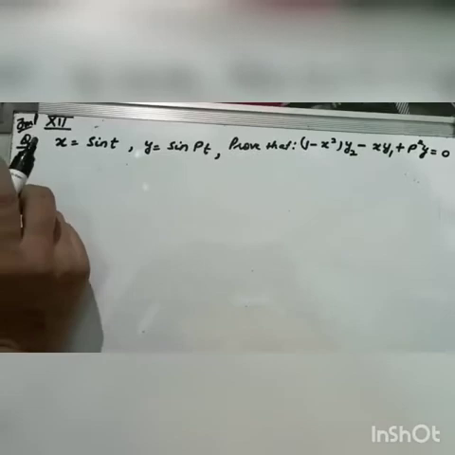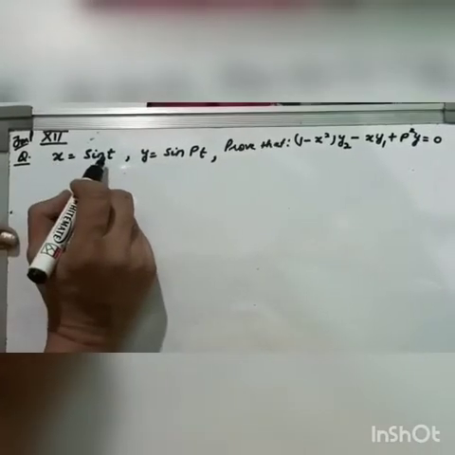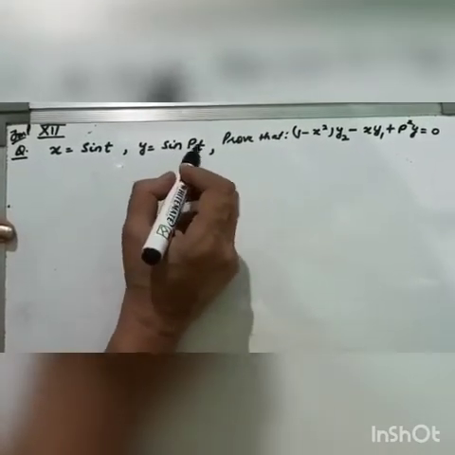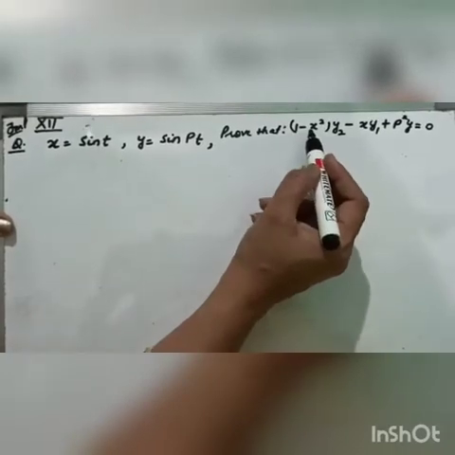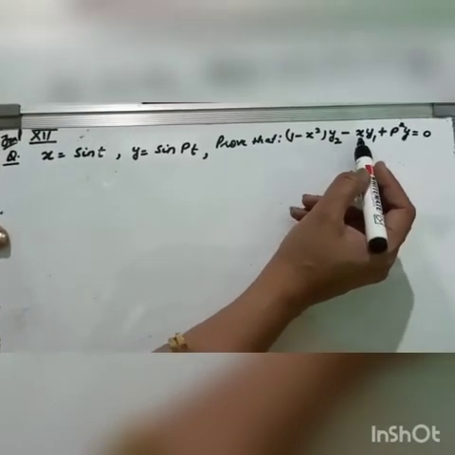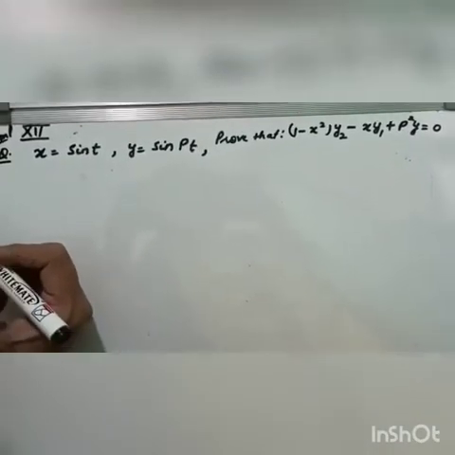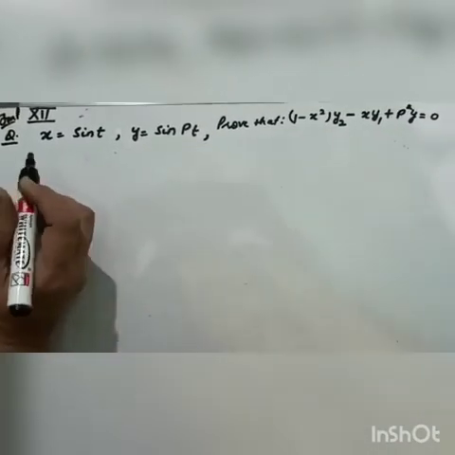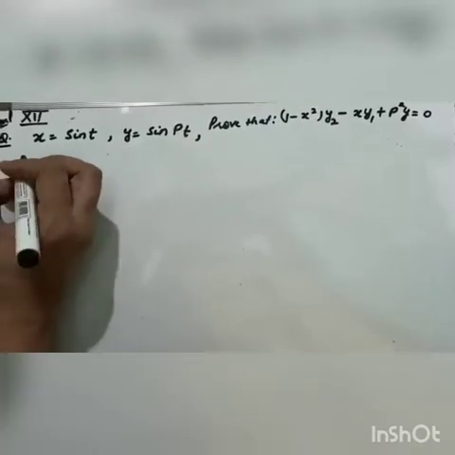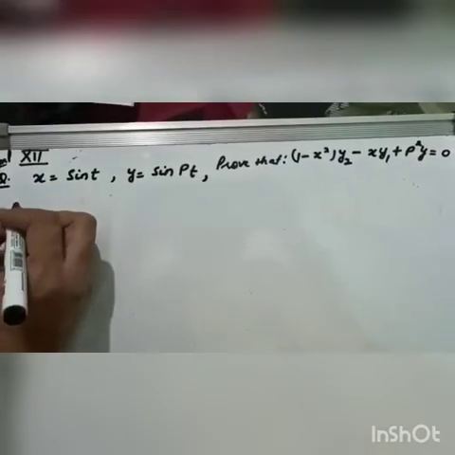Now our next question is, x is equal to sin t, y is equal to sin pt, and we want to prove that 1 minus x square into y2 minus x y1 plus p square y equal to 0. This is also one of the important questions for board exams. So the method remains the same. First we write dy by dx.